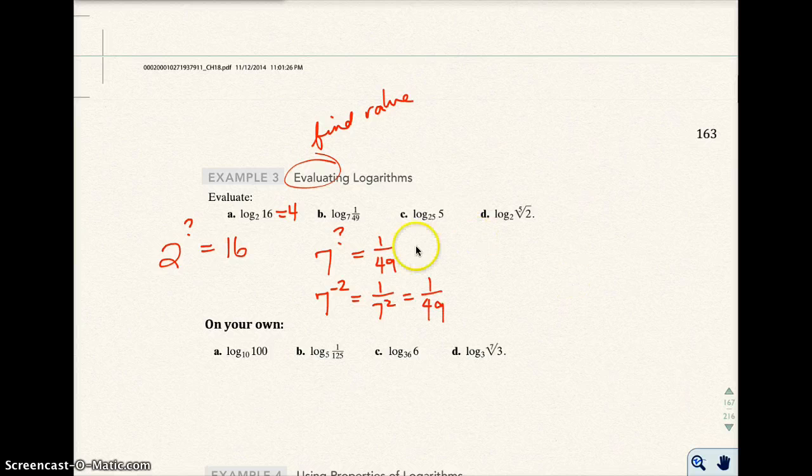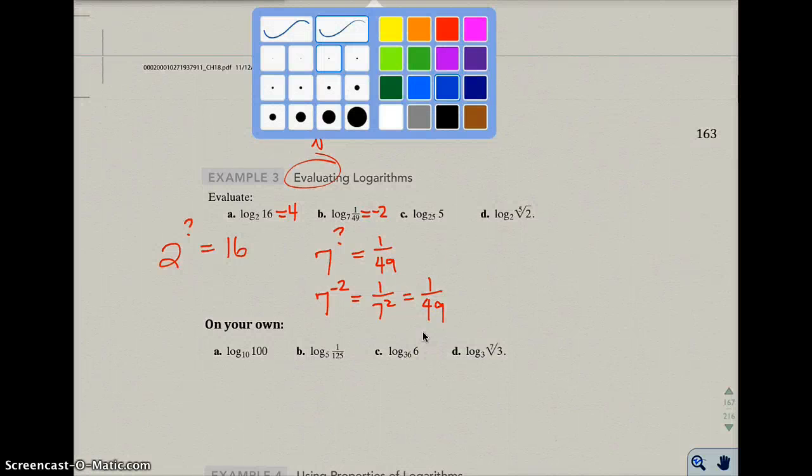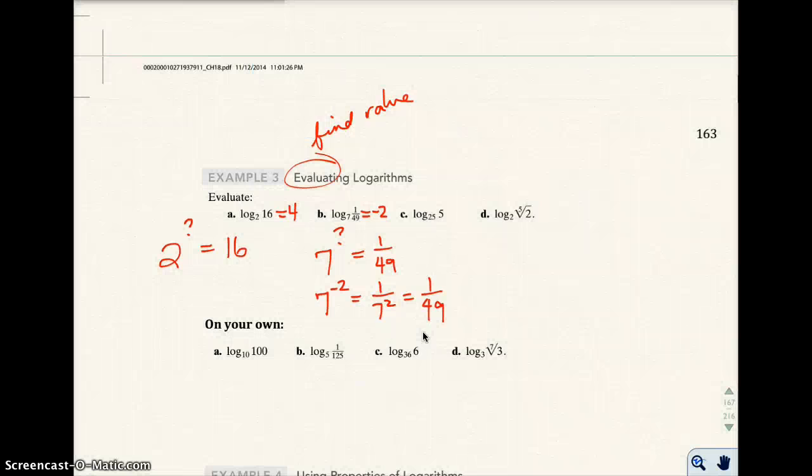So it looks like if I had a negative 2 as my exponent, that would be the 1 over 49. So that one you have to think a little more carefully about. 7 to what power gives me 1 over 49? Well, 7 to the negative 2 will give me 1 over 7 squared, which is 1 over 49. Okay, the next one I have 25 to what exponent will give me 5?